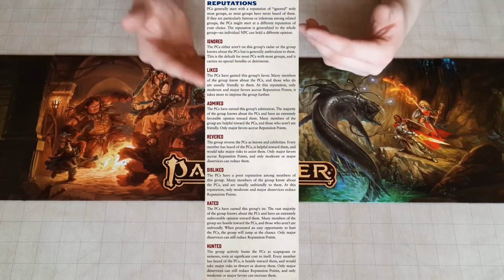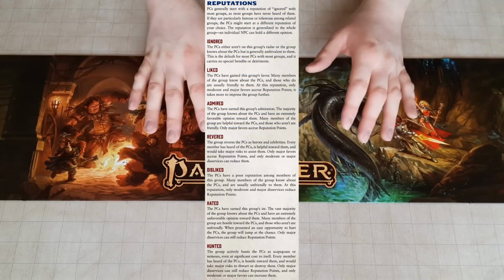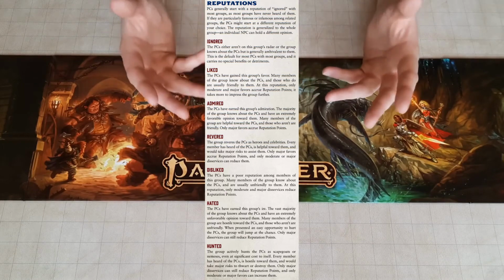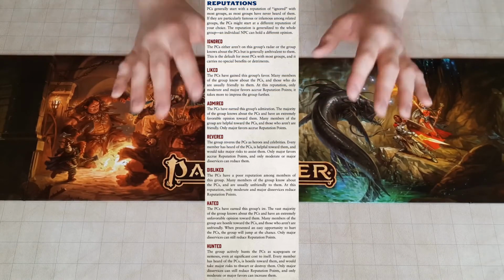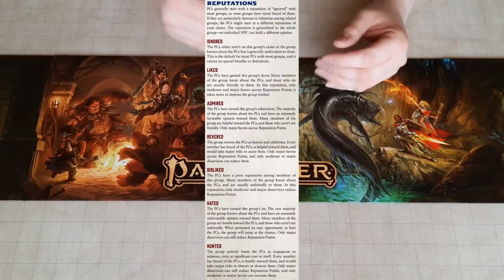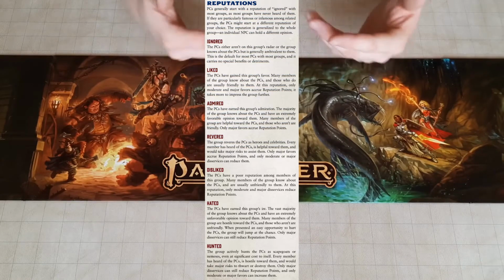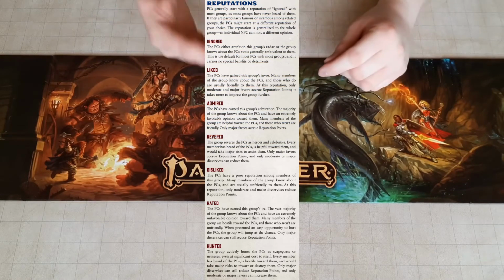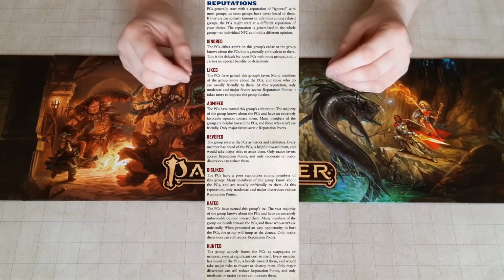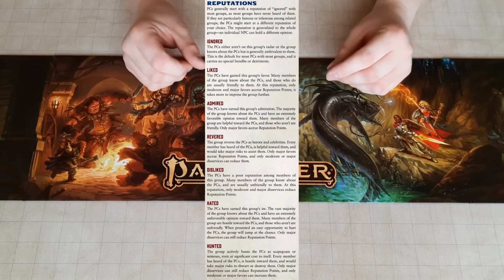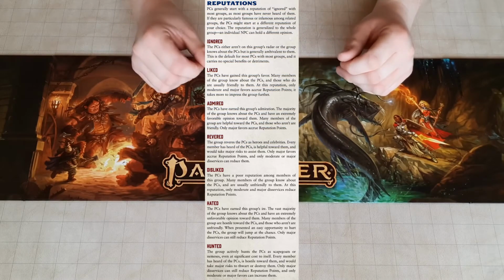Hunted. The group actively hunts the PCs as scapegoats or nemesis, even at significant cost to itself. Every member has heard of the PCs, is hostile toward them, and would take major risks to thwart or destroy them. I don't know how you got to this position, but it's a dangerous position to be in.